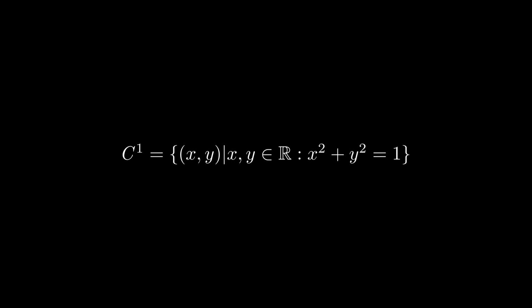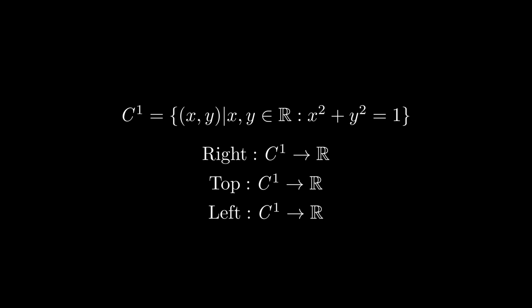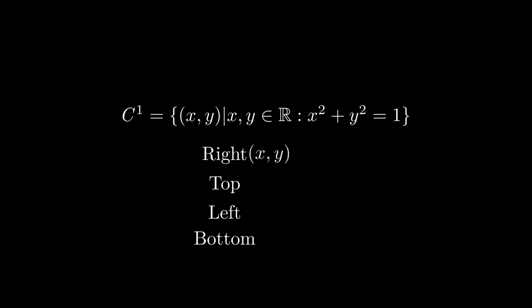We can then define the four charts in the following manner. They take a tuple from the set C1 and map it to a real number. We will call the four charts the right, top, left, and bottom charts. We will explicitly define them in the following manner.